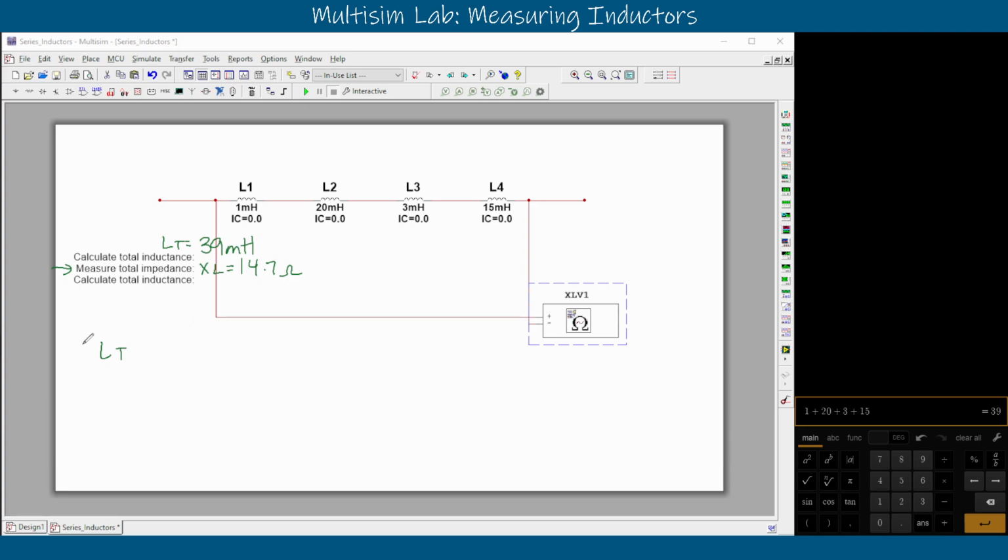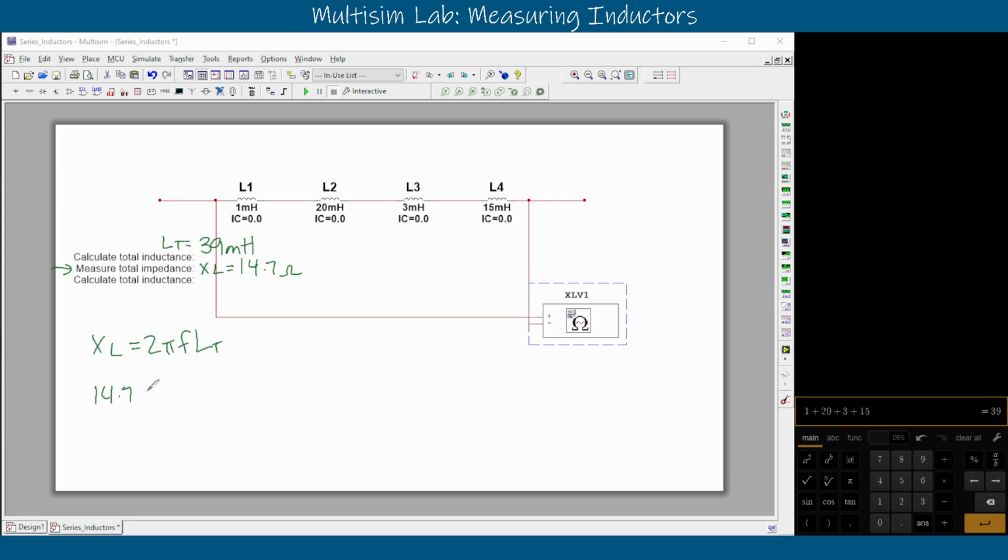And so let's rearrange that. Let's write out our XL equation first. We'll say XL is equal to 2 pi, that's our circle, F, the speed around the circle, and LT. That's what we're aiming at, right? Our total inductance. And so it should match our original total inductance of 39 millihenries. So we can plug this in. We can say that we know what XL is.